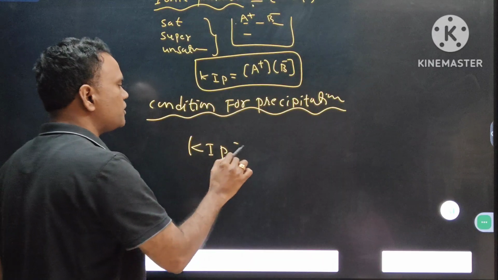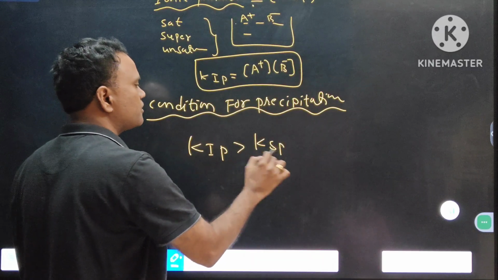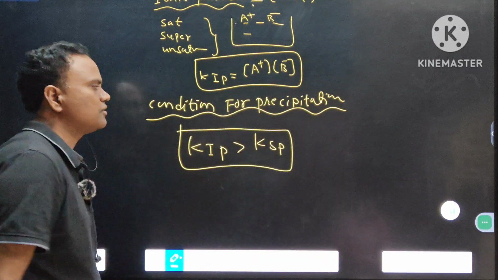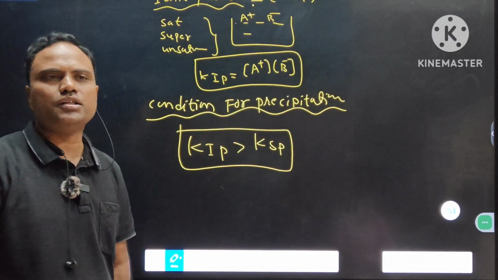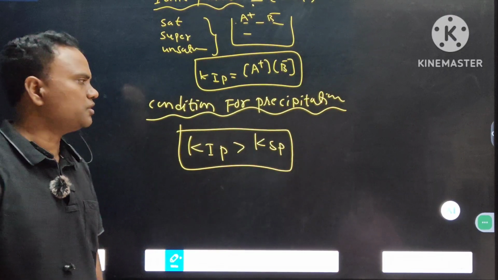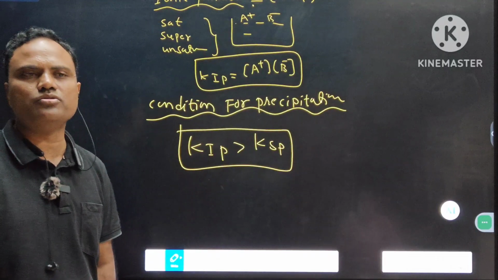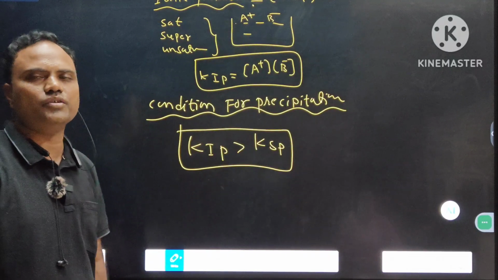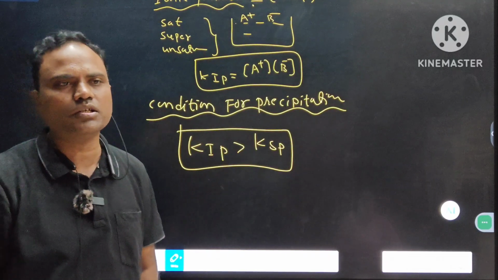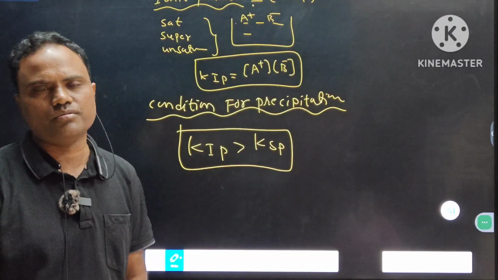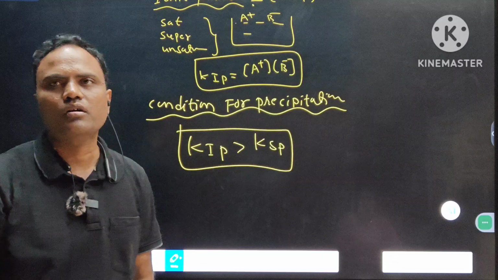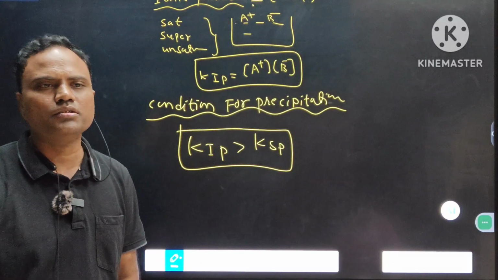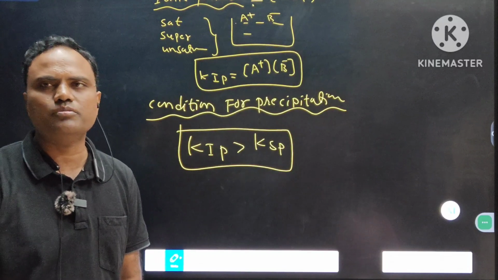If the ionic product KIP is greater than the solubility product, then precipitation takes place. Condition for precipitation: if ionic product is greater than KSP, then precipitation takes place. Then the formed solution is called a supersaturated solution. If precipitation is formed, that is called a supersaturated solution. Okay. This is the theory part. I will do the numerical part tomorrow. Okay.